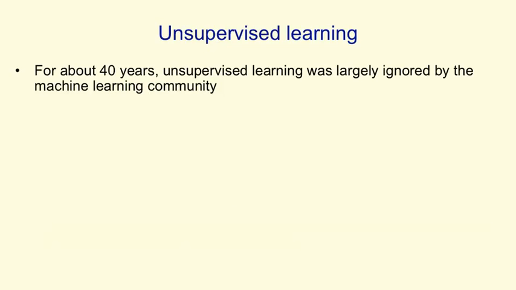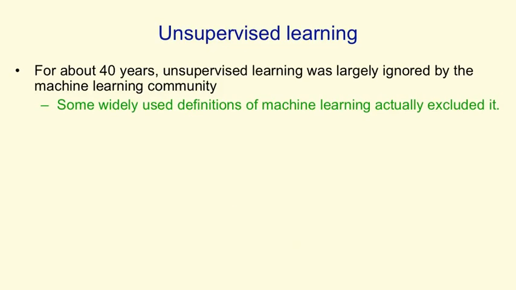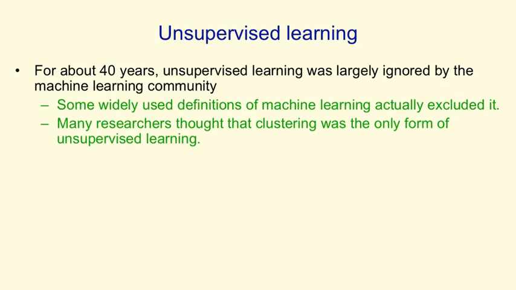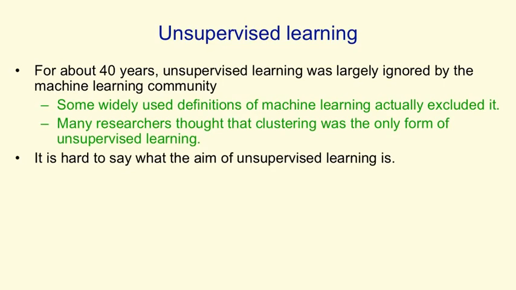Unsupervised learning is going to be covered in the second half of the course. For about 40 years, the machine learning community basically ignored unsupervised learning except for one very limited form called clustering. In fact, they used definitions of machine learning that excluded it. So they defined machine learning in some textbooks as mapping from inputs to outputs. And many researchers thought that clustering was the only form of unsupervised learning. One reason for this is that it's hard to say what the aim of unsupervised learning is.